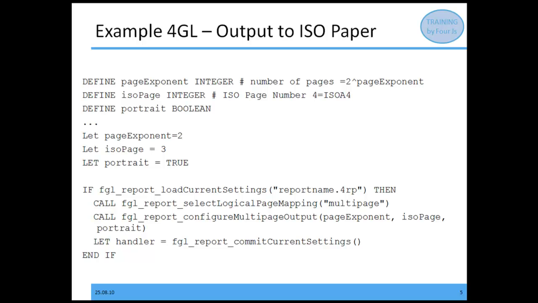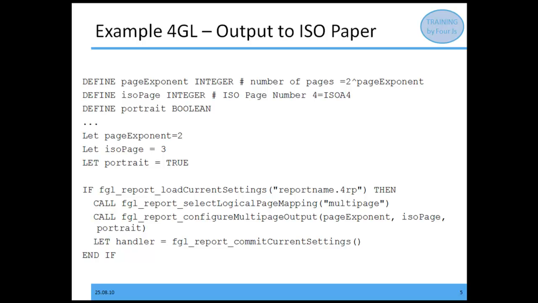Let's examine a quick example just to show some reporting API functions that we haven't talked about yet in this course. So one of the things we can do is set a logical page mapping and configure multi-page output. Our logical page mapping takes a string, and we're setting it to multi-page, which means that we can then use the configure multi-page output to format for either ISO or JIS pages.